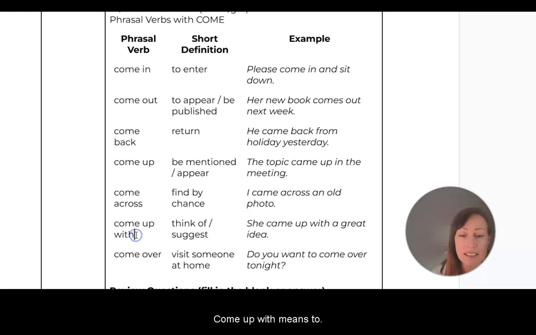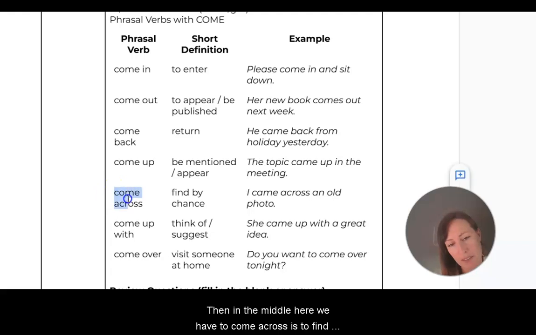Come up with means to think of or to suggest. So she came up with an idea. We need to come up with some strategies. We have to come up with some suggestions. Can anybody come up with a plan? We can use it like this, okay? It's more intentional. So come up and come up with.